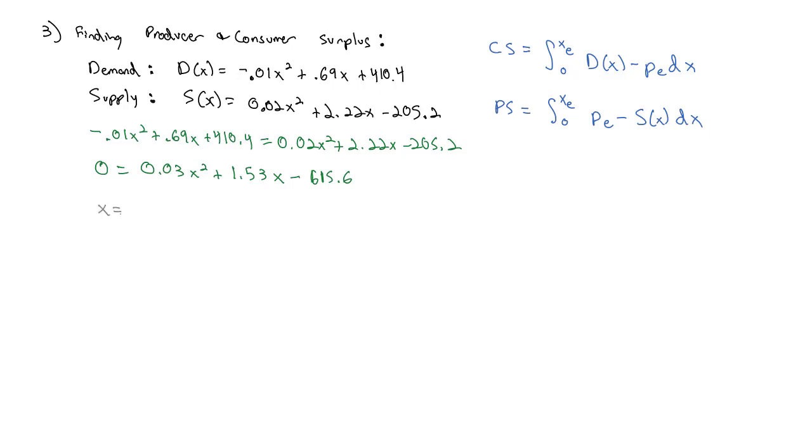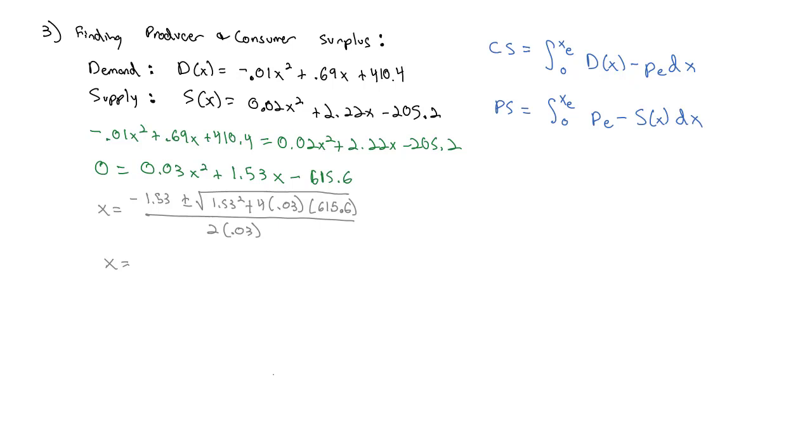I'm going to go ahead and use the quadratic formula that x is equal to the opposite of b, negative 1.53, plus or minus the square root of b squared, 1.53 squared, minus 4 times A, which is 0.03, times C, which is negative 615.6. And because that's negative, I'm going to pull the negative all the way out, which is going to make that a plus, all over 2A, which is 2 times 0.03.